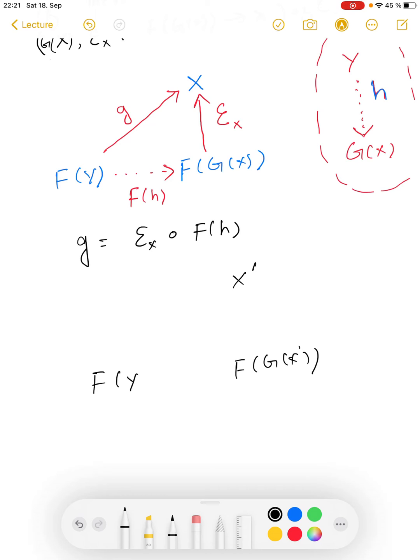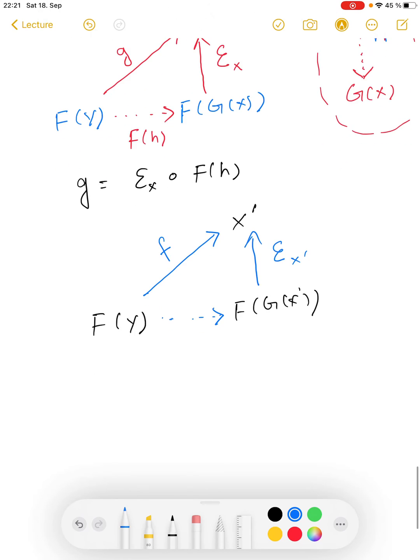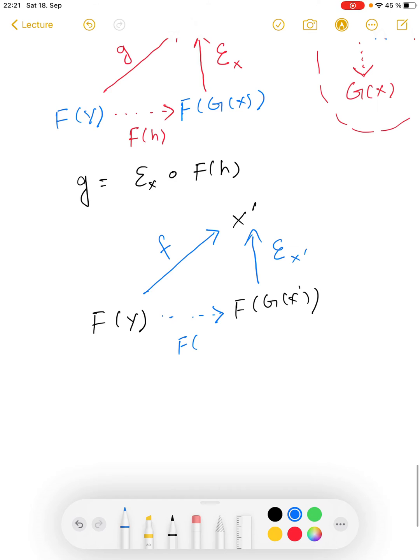There is, let me say, f of y here. So, if this is a universal morphism, now this will become epsilon x prime, and then this is some morphism, let me call this small f. So then this will exist, and that is f of, let me say, h prime, you can use any notation, where this diagram will commute.